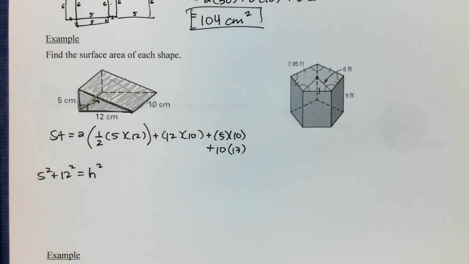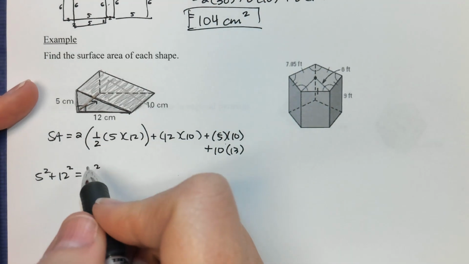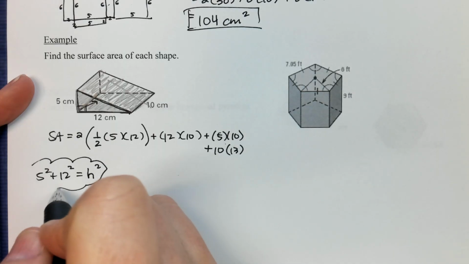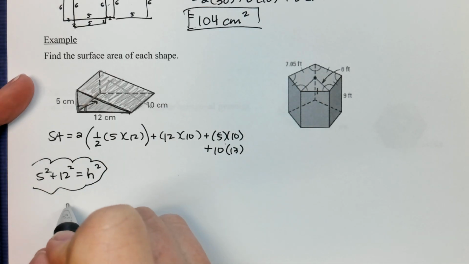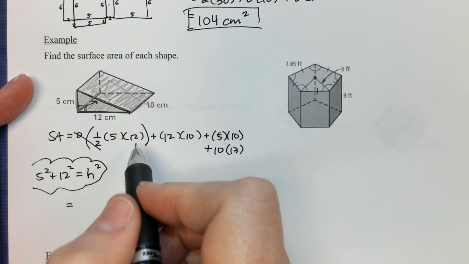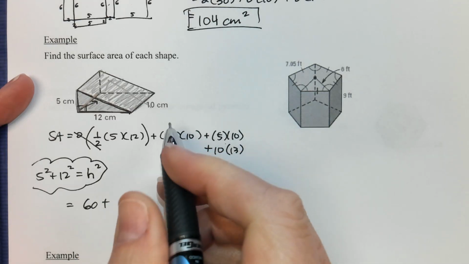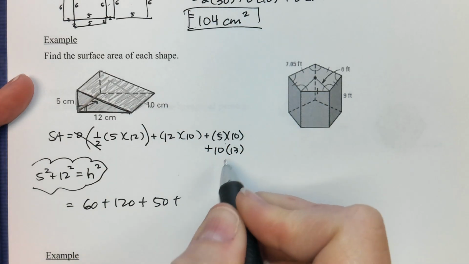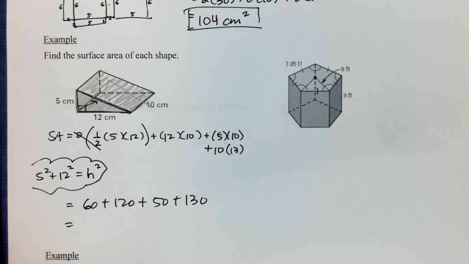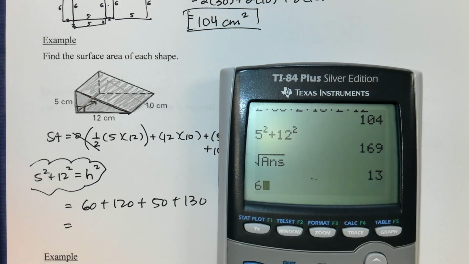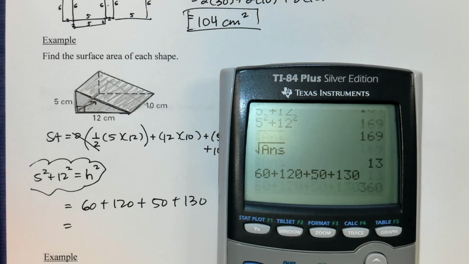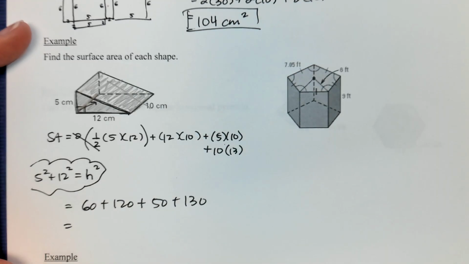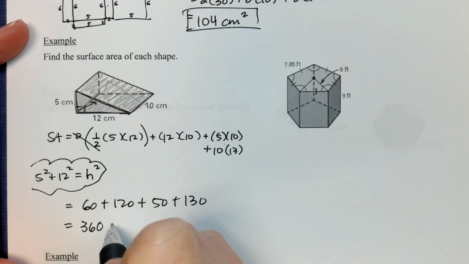That's the other side to my rectangle. I'm going to bubble that because it's not really part of our formula here. So the 2 and the 1/2 can cancel. So I got 5 and 12. I've got 12 and 10. I've got 5 and 10. And I've got 10 and 13. So putting that all together, I've got 60 and 120 and 50 and 130. So 360. This one is also centimeters squared.